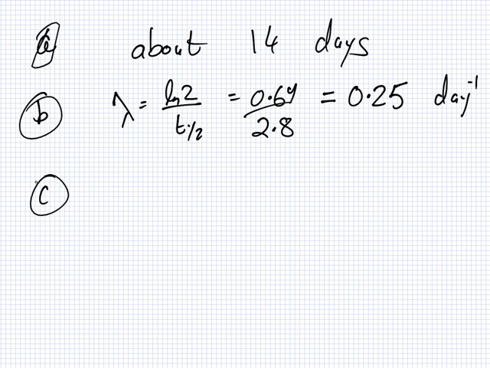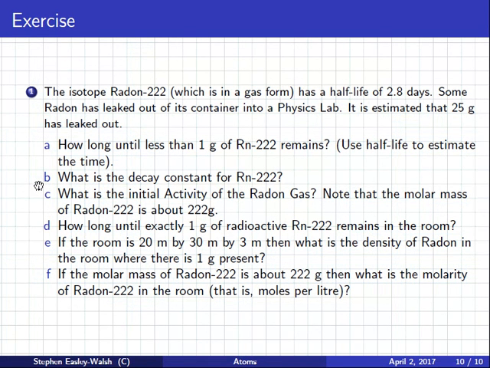Okay, C now. What is the initial activity? And also I give you the molar mass is 222 grams. And remember, I tell you that 25 grams is what we have at the start.